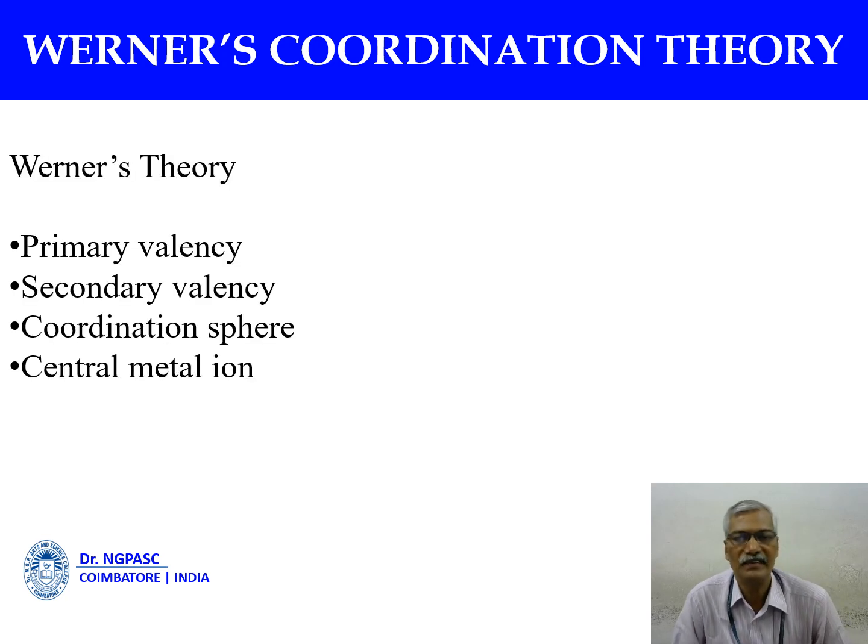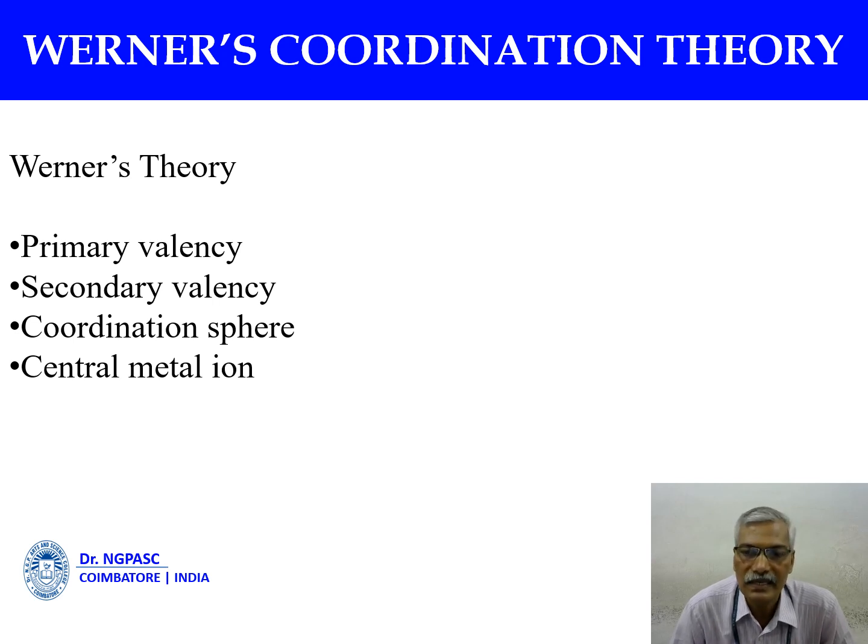Now let's come to Werner's theory. On the basis of the tests he had conducted, he proposed a theory. What is the theory? Initially we used to say oxidation number or valency for every element, like first group elements possessing +1, second group elements possessing +2. Metal ions not only possess one valency, they also possess one more valency, which is called the secondary valence.